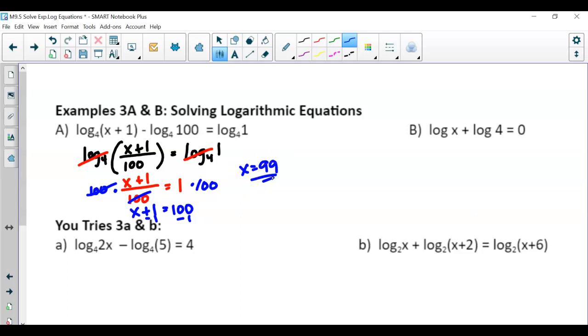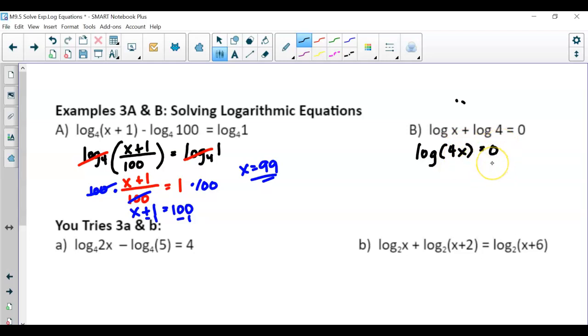99. Now here, notice how we're adding. And remember, addition meant multiplication. The bases were the same, so we can condense. So we have the two common logs. So log, then x times 4. Oops, sorry, there goes my pen again. X times 4 or 4x here, which is equal to 0.